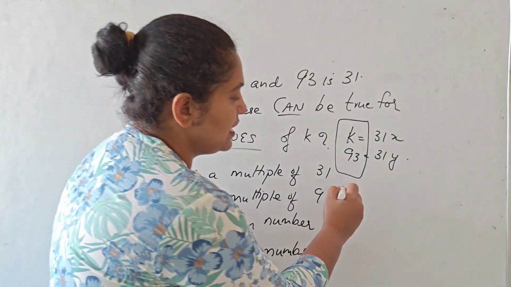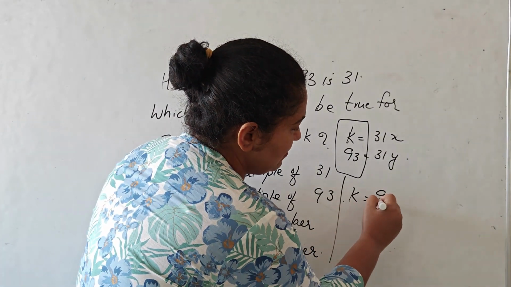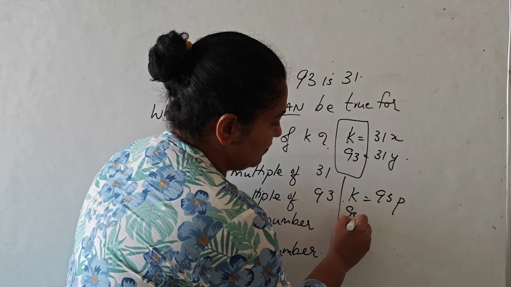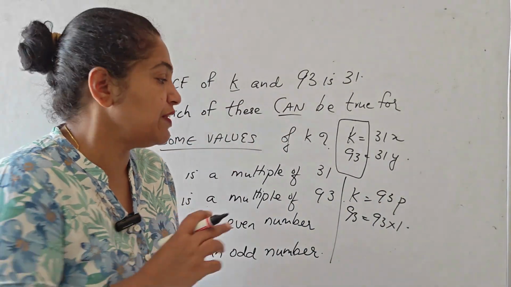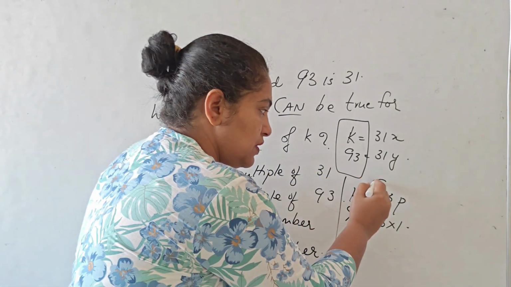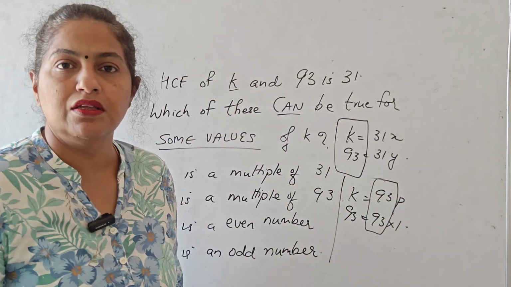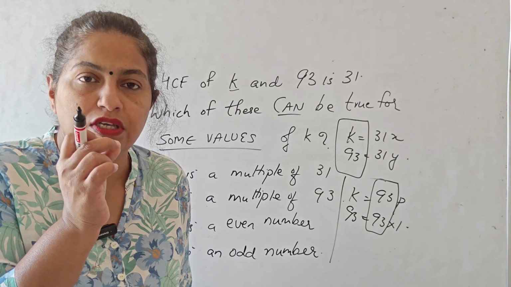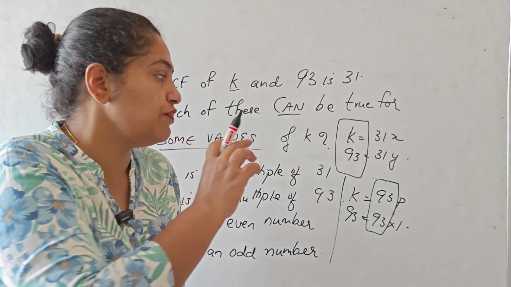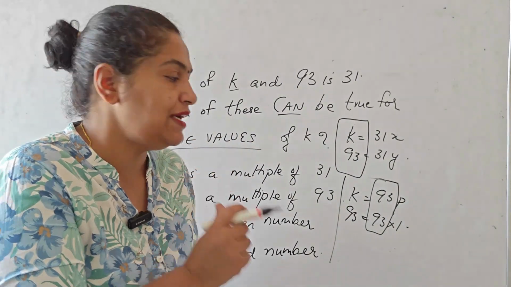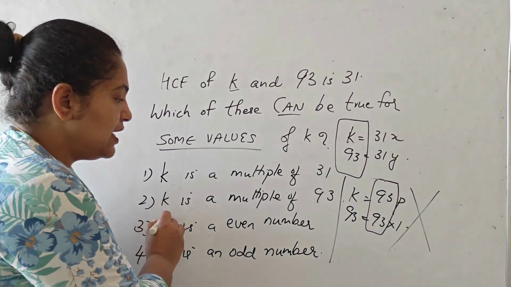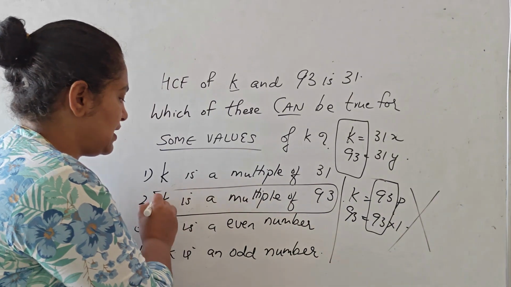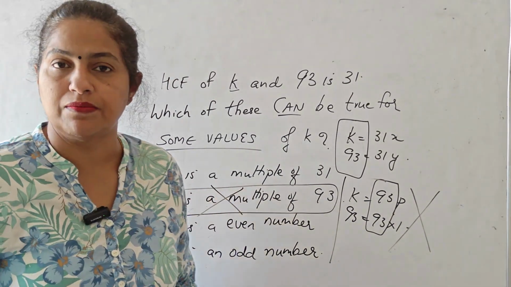Now let me rewrite it. If K is a multiple of 93, what will become the HCF of K and 93 now? It will become 93. So the only fact that we know in the question, that 31 is the HCF of K and 93, will not be valid anymore. So this condition is not possible, which is K is a multiple of 93 is not possible.